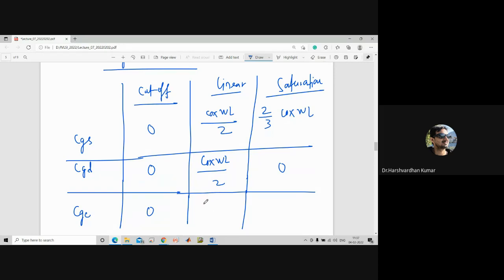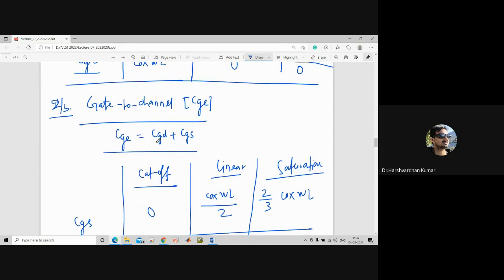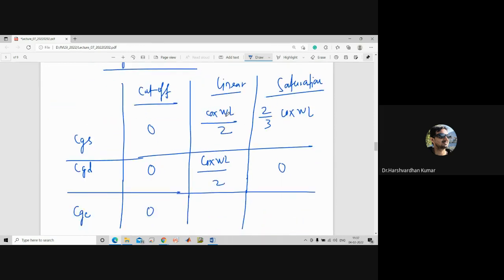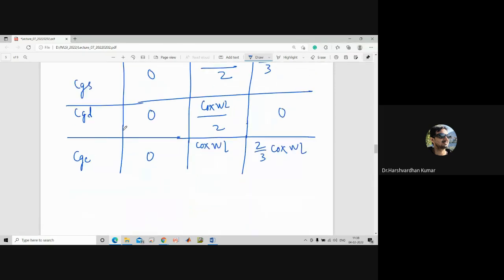Under the linear region, it will be just the addition of the above two, because if you see the equations, GC is equal to CGD plus CGS. So if you add these two capacitances, you will get COX W L. What about the saturation region? Simply you have to add, and then you will get 2/3 COX WL. So here you can see that these two capacitances, CGS and CGD, are bias dependent.